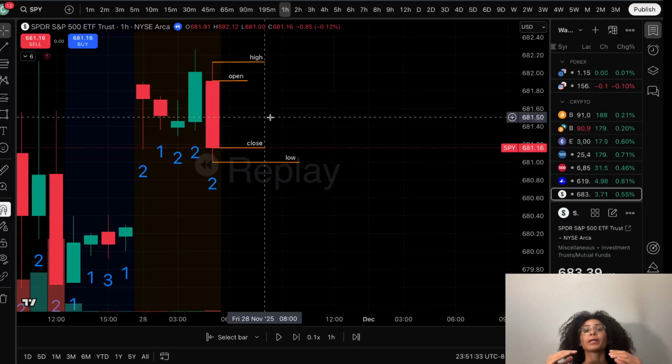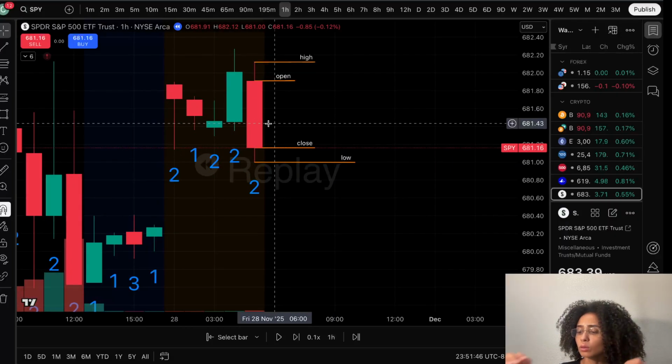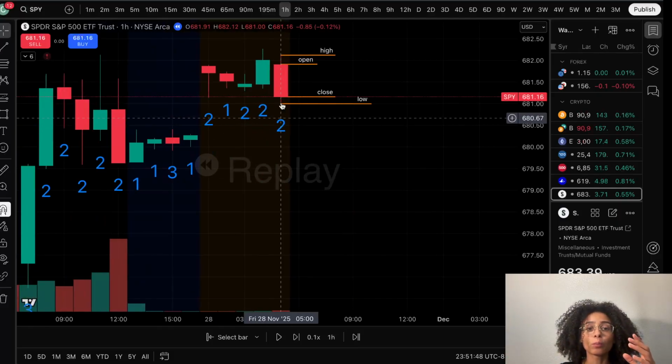If it's a red candle, price is pushing down, we open higher than we close. If price is pushing up, we open lower than we close. We just reverse, okay? We want to go ahead and trade candles, full body candles like this.